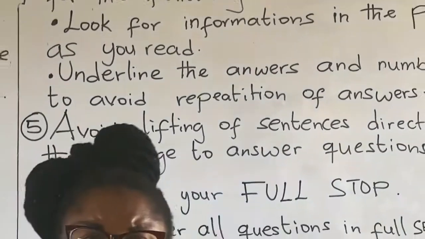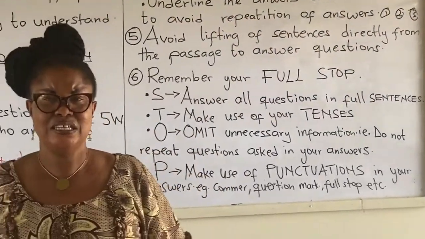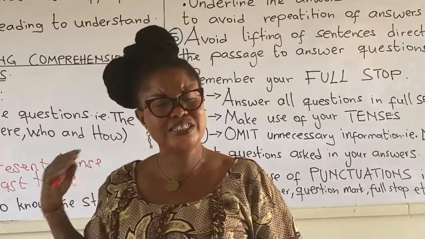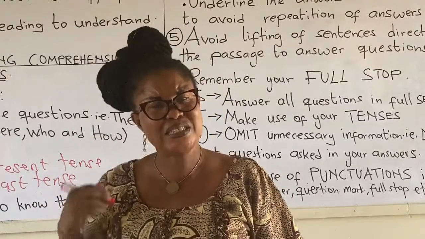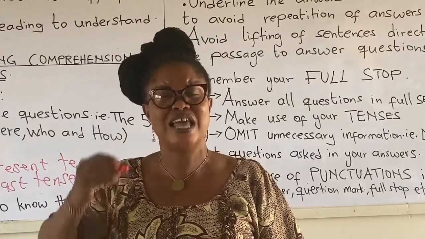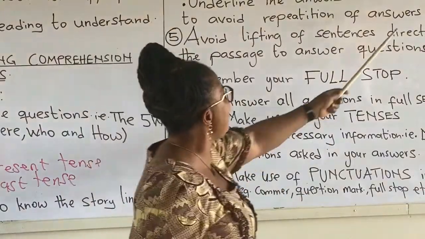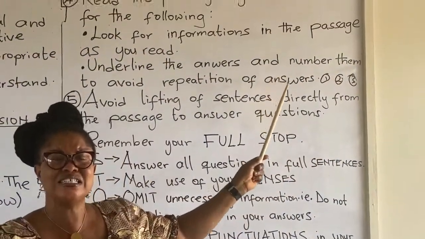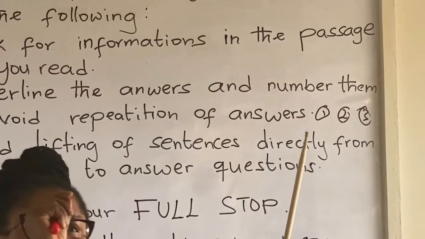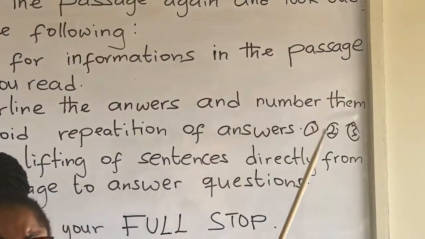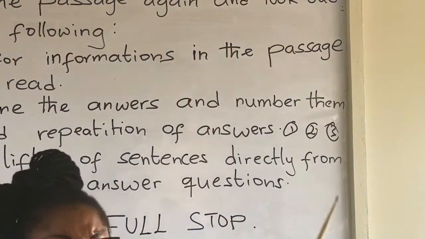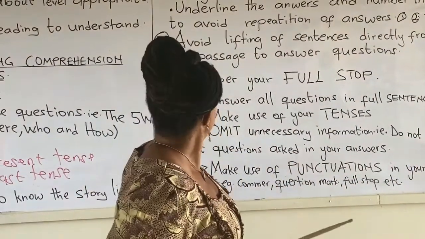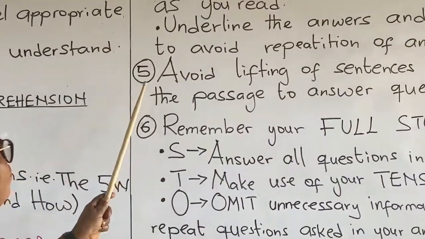Now, as you read over the passage, because you have the questions in your head after going through them, when you come across the answers, try to number them in the passage. Underline the answers. If it is for question 1, put question 1 on top. If it's for question 2, put question 2 on top to avoid repetition of answers. Now, let's look at step 5.